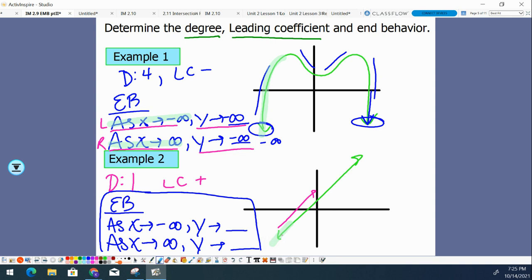The left side is going down to negative. So that means y is pointing down to the negative side. What is the right side doing? Pointing up to positive infinity. So y goes up to positive. The left side goes down, the right side goes up.